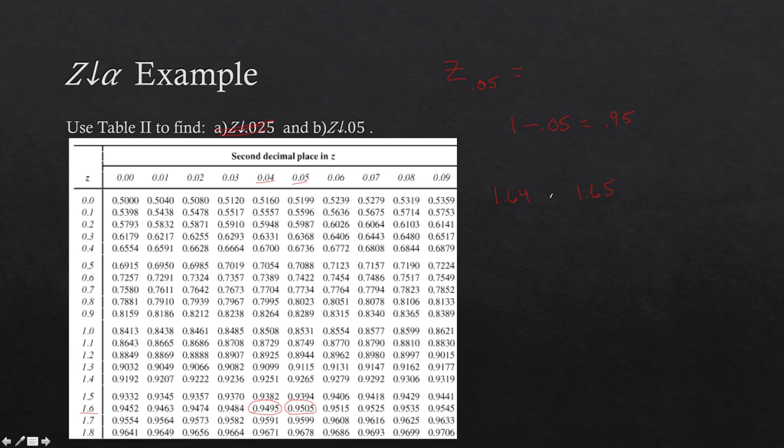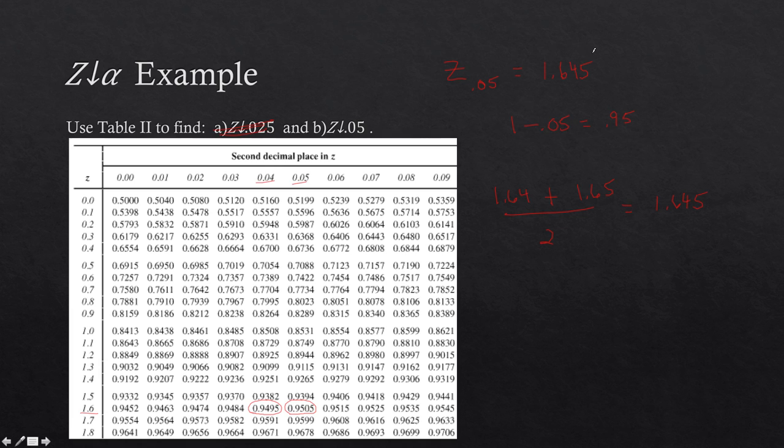So remember what the rule states. If it's equally distant like it is here, we find the mean of those two z-scores, which is going to be 1.645. So the z-score that has an area of 0.05 to the right is 1.645. Okay, so hopefully that kind of shows you how to read it backwards and do the mean there.